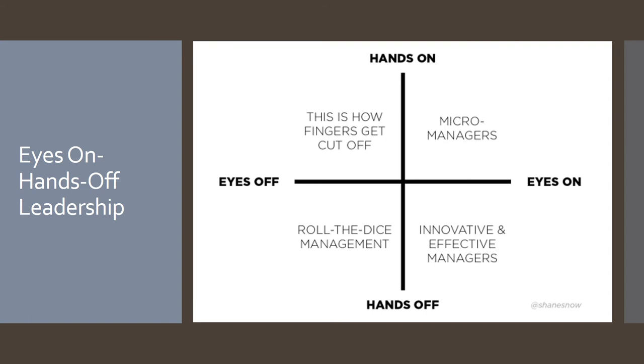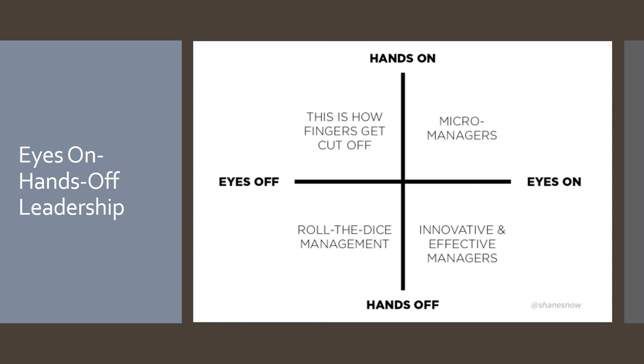Then you have eyes off and hands off. This is in the lower left quadrant. Another type of leadership is laissez-faire. Laissez-faire is not always bad, but in this particular case, laissez-faire leadership is basically just roll the dice. Whatever you guys want to do, that's fine. I'm not going to say anything. You know, you guys are doing it. Well, the problem with that is that maybe they're going to stay on task, but maybe not.